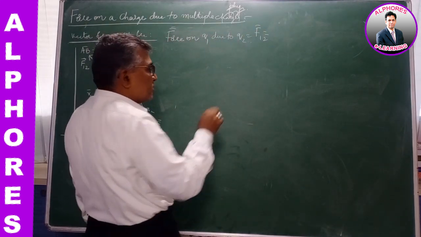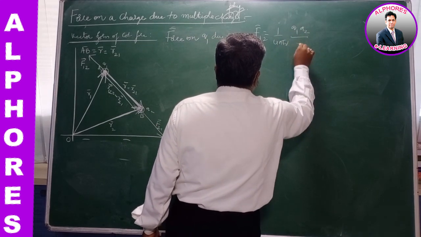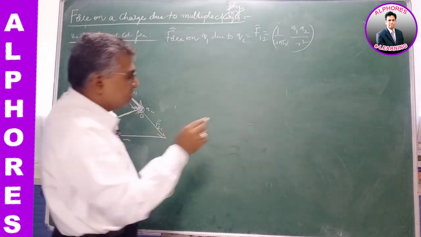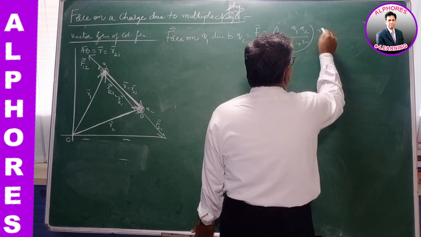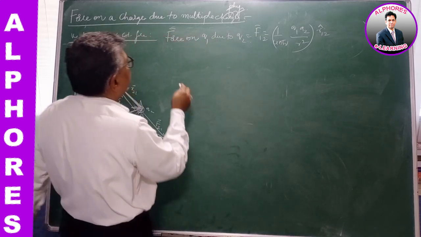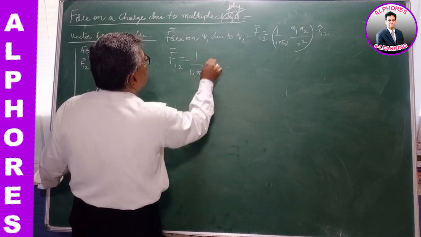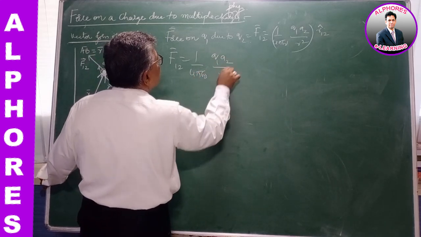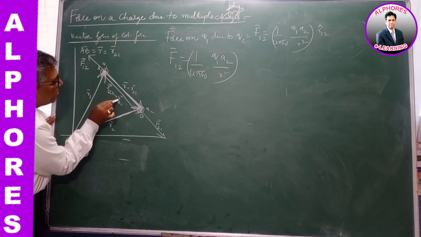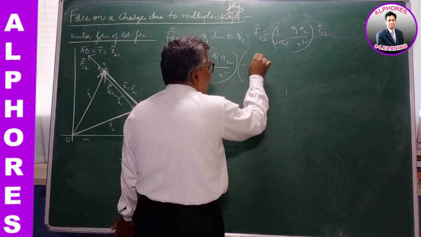So this is also the same magnitude, 1 by 4 pi epsilon naught Q1 Q2 by R square times, now this force is along R12 bar. So therefore it is R12 cap. This is the magnitude and this is the direction. So if I expand this, F12 is equal to 1 by 4 pi epsilon naught Q1 Q2 by R square times R12 cap. R12 bar is minus of R21 bar, so it's minus of R21 cap.